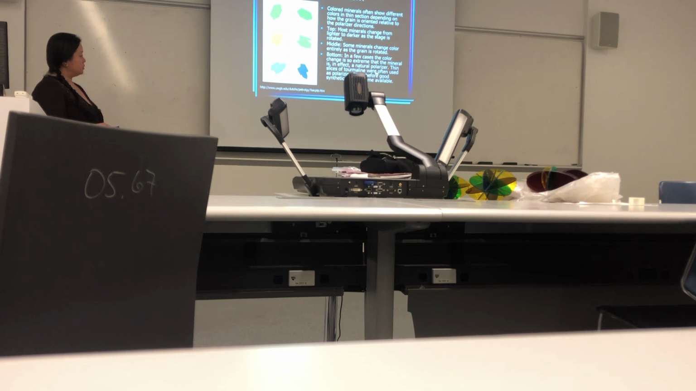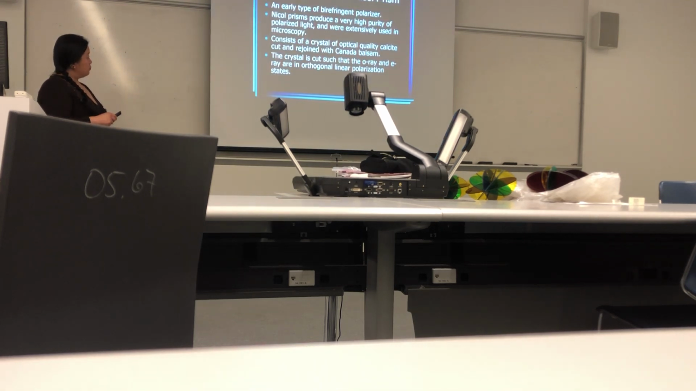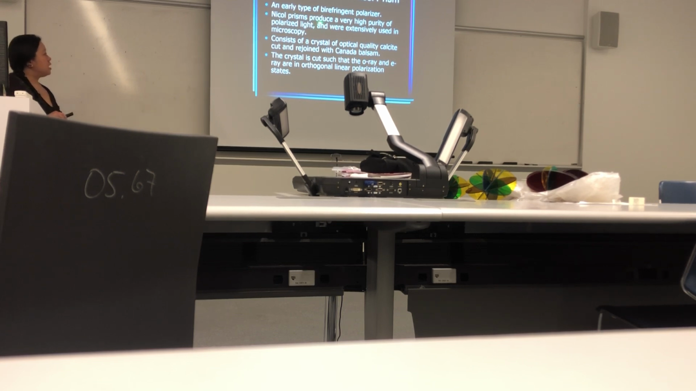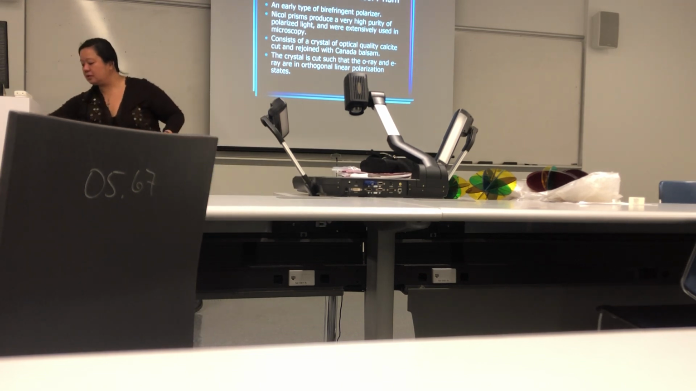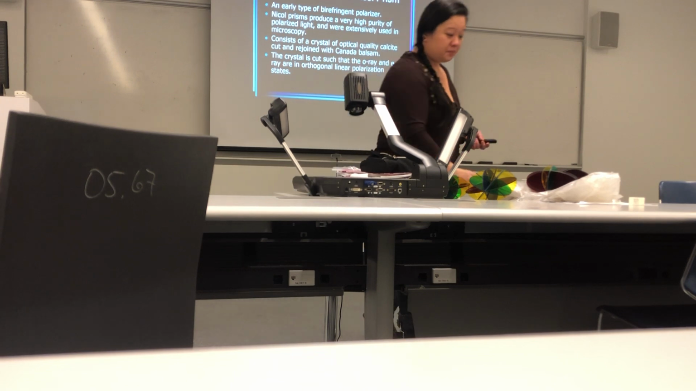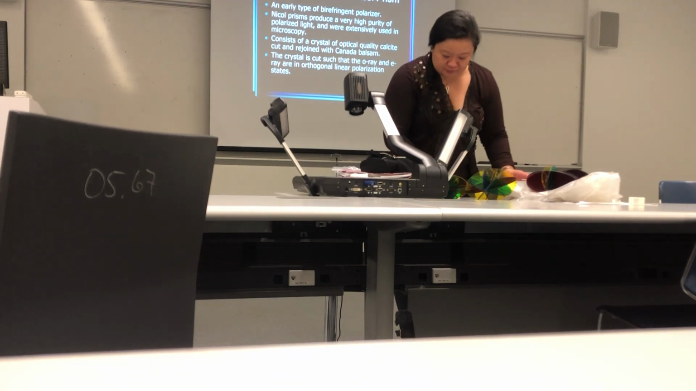Thin slices of tourmaline were often used as polarizing filters before good synthetic filters became available. So polarizing devices: the nickel prism was an early type of birefringent polarizer. Nickel prisms produce a very high purity of polarized light and were extensively used in microscopy. Basically, I showed you the big old piece of optical calcite. They use smaller versions of these.